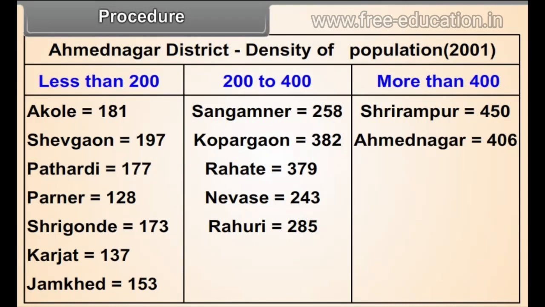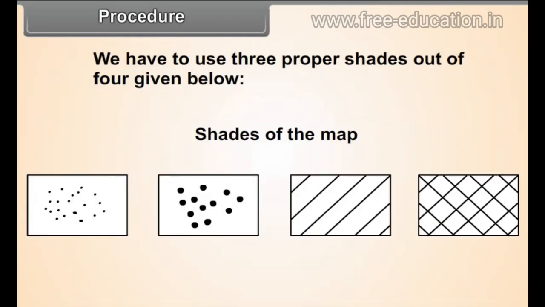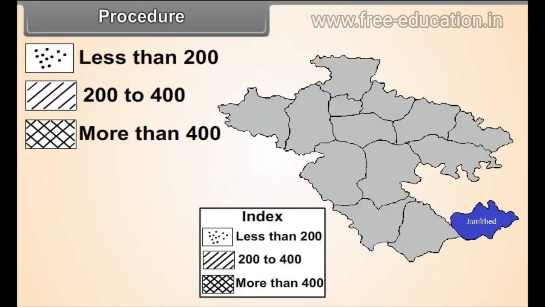Check the density of population of the talukas in the table alongside. Find the talukas that belong to the groups we have identified. You have to use 3 proper shades out of the 4 given below. Draw the district map given in figure 2.5 on a sheet of tracing paper.